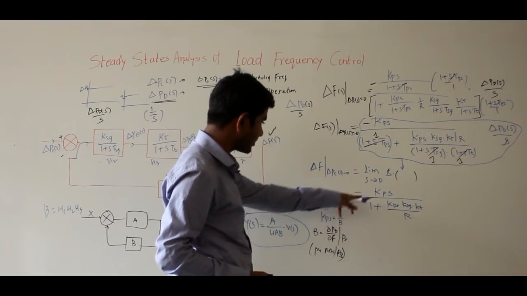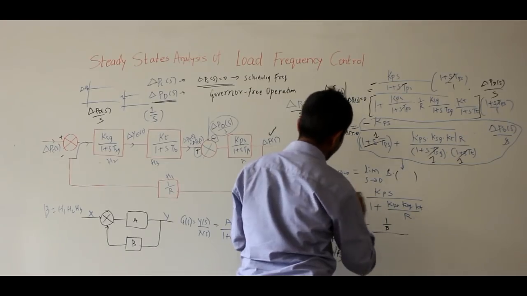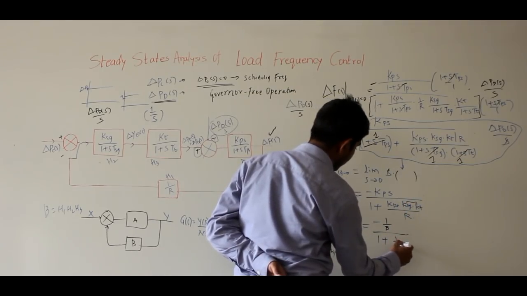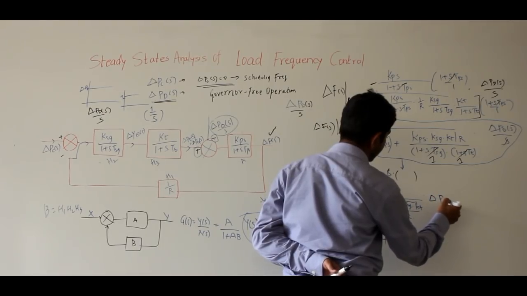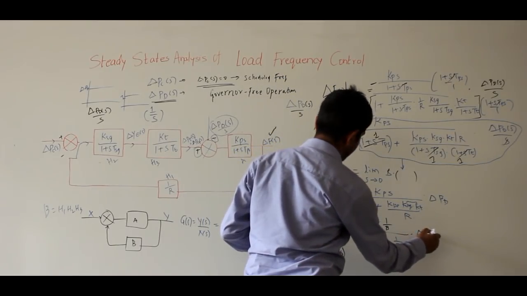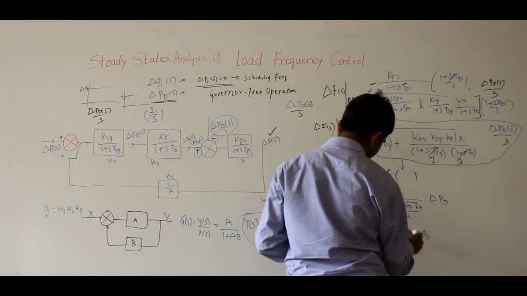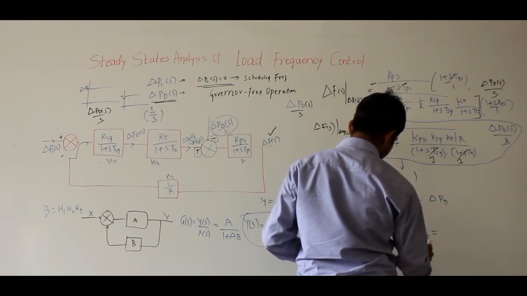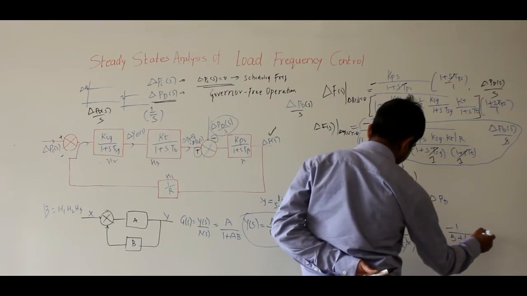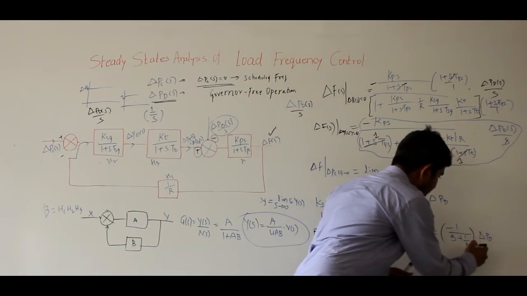So now we shall plug these terms here. Once you plug these terms in, you can write KPS is equal to minus 1 upon B, sorry, I forgot the minus sign here. And this will be 1 plus 1 upon BR, and here we have delta PD. From here, you can multiply B upon 1 here, so that you will get the block as minus 1 upon B plus 1 by R into delta PD. So your delta F will be equal to this into delta PD.